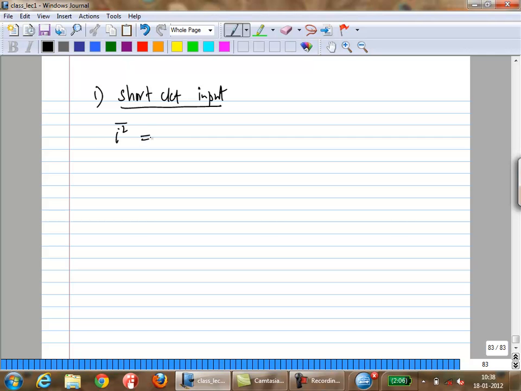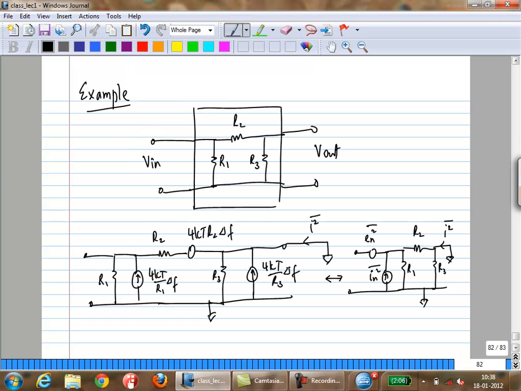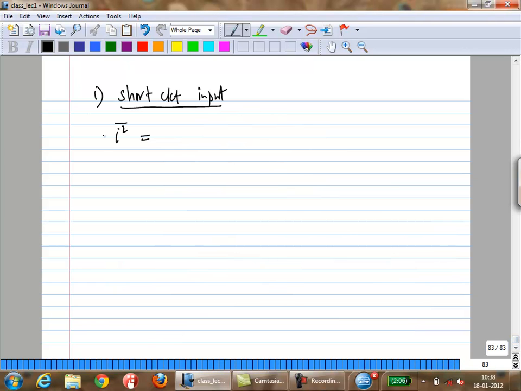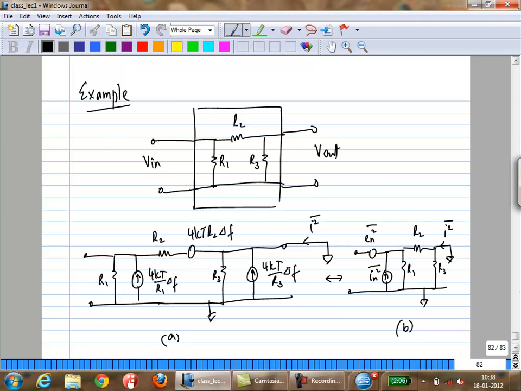Let us go back to, so let's call this A and let's call this B. The two noise currents have to be equal. What is the noise current in A? So what you're doing is, you're shorting this input. Okay. What happens with this noise current? Flows through this short circuit. So none of it appears at the output.